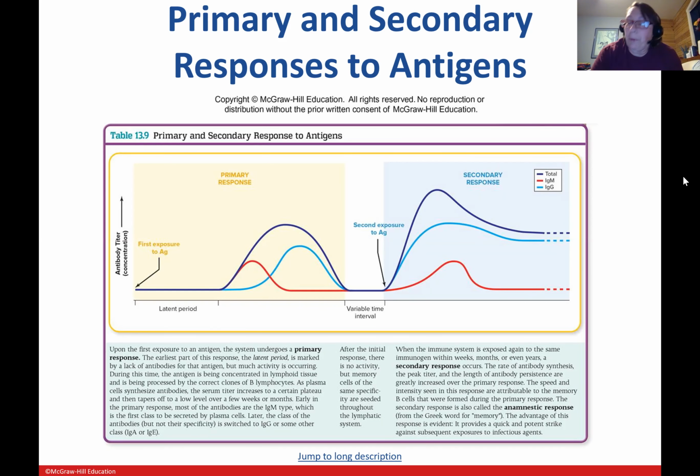And that's kind of the whole purpose of vaccination, is to get you into that secondary response. So when you actually come in contact with the real pathogen, you're in the secondary response as opposed to that primary response. That's the whole point.